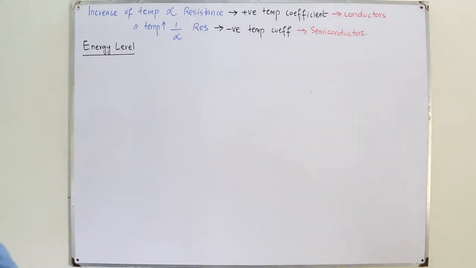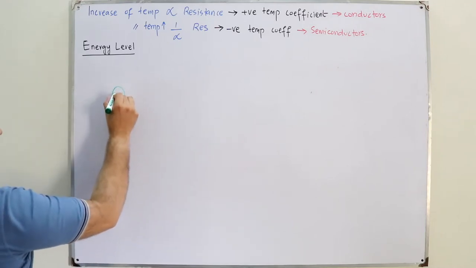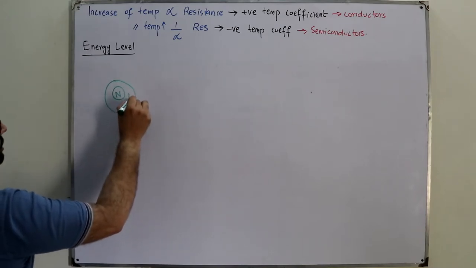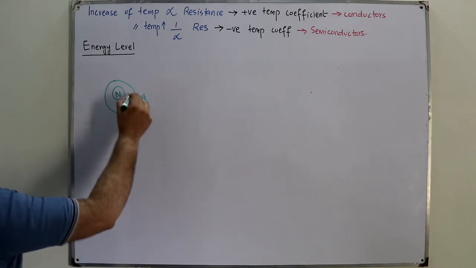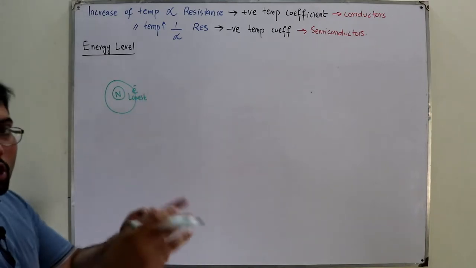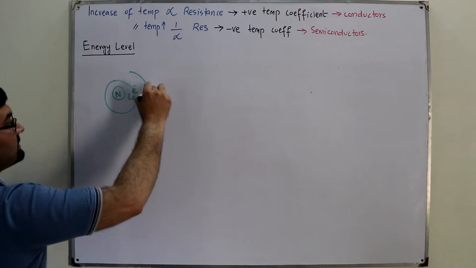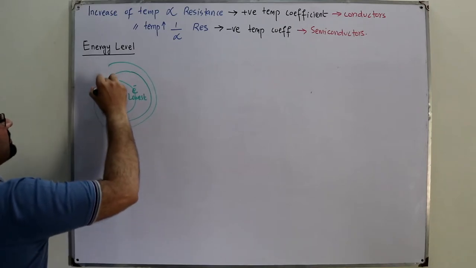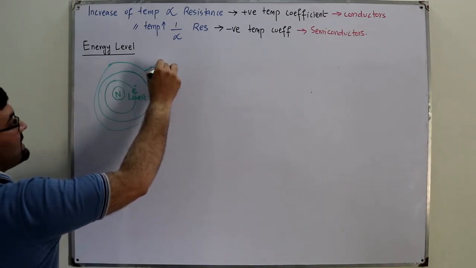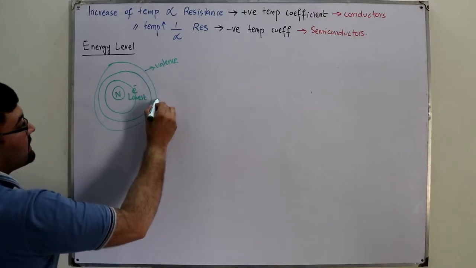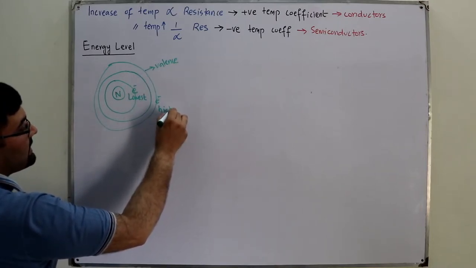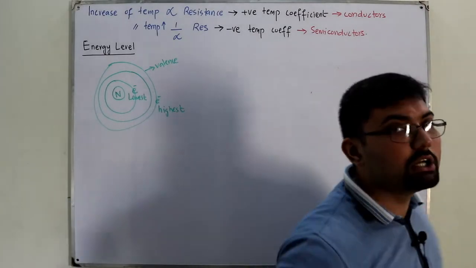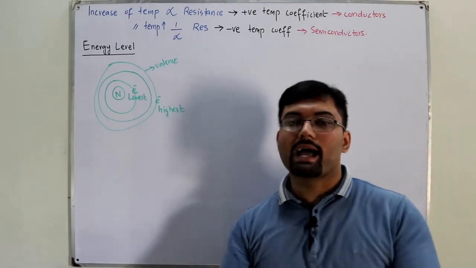Fine. So if this is the nucleus of the atom, and this is the first shell, it has the lowest energy. The electron over here would have the lowest energy. Then the next would have greater energy than this one. Similarly, the next would have greater than that one. So if this is the final shell, the valence shell, the electrons in this one would have the highest energy. The further you move from the nucleus, the higher energy the orbiting electron has.